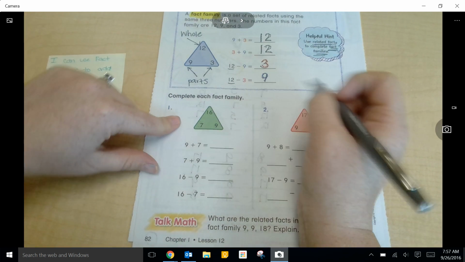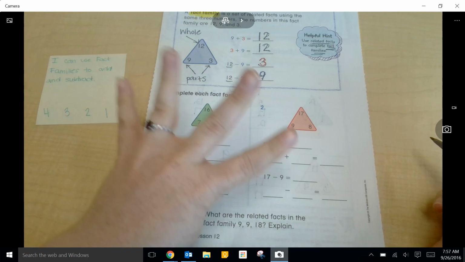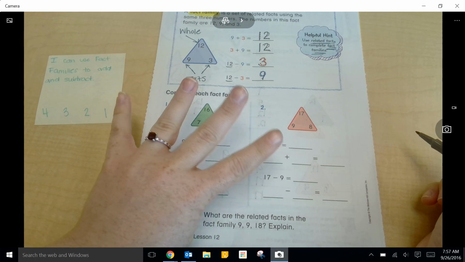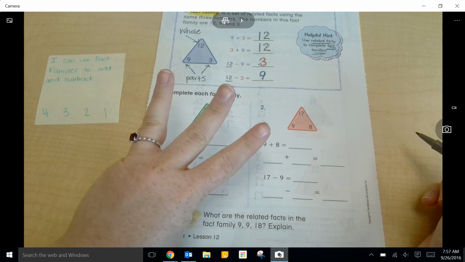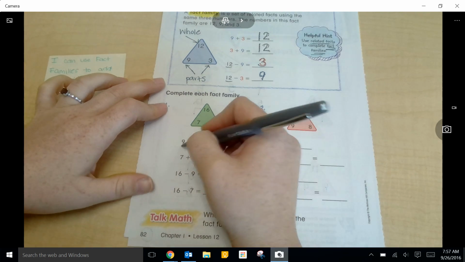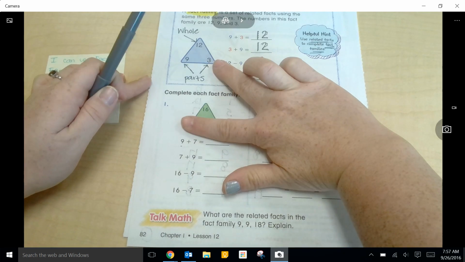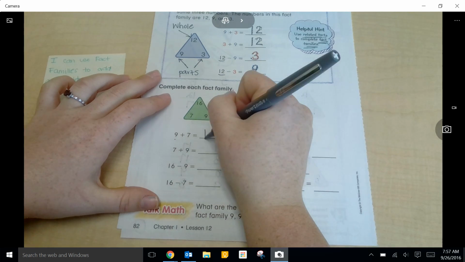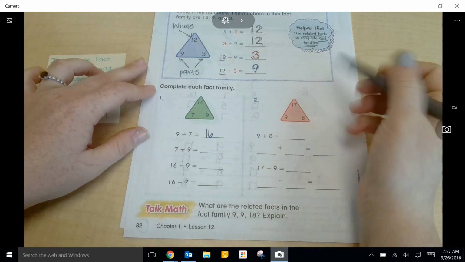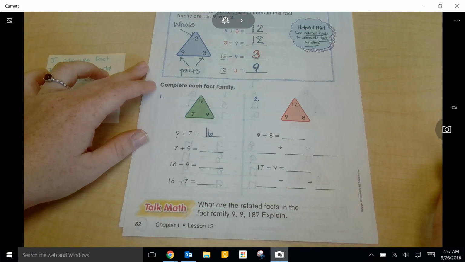So complete each fact family. A fact family is 4 number sentences with 3 numbers. 9 plus 7 equals, I don't know, but I can cover up that number in the triangle, and I know that it's 16. Go ahead and complete 1 and 2 by yourself.